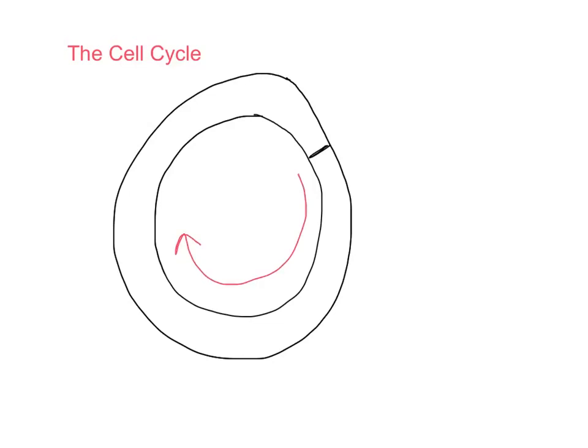And you find that the first sort of big chunk of this cycle is what we call G1, or the growth 1 phase. It's the first growth phase. So we'll just colour this in just to make it a little bit more distinctive.